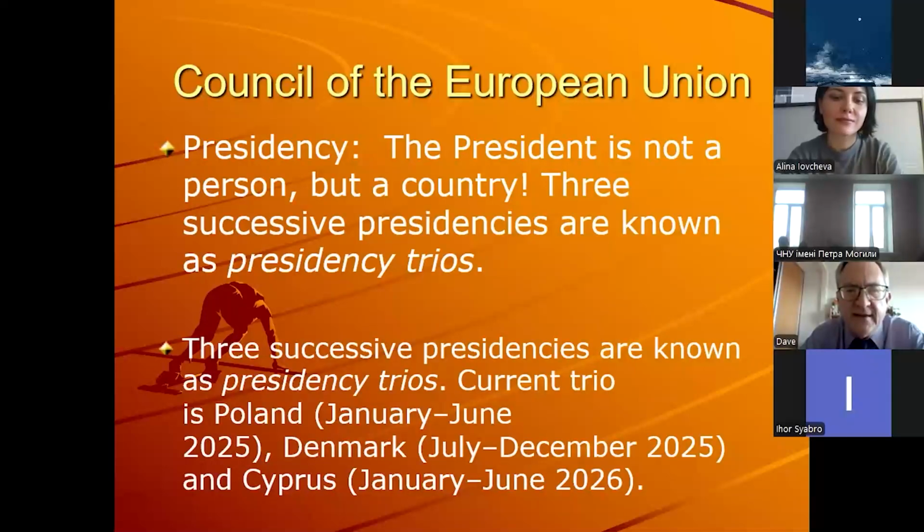So I put here again, the president is not a person in this institution, but a country. Now, 3 successive presidencies together are called a presidency trio. And so what's our current presidency trio? Well, Poland is the current one, January to June 2025. Then comes Denmark, from July to December 2025. And then Cyprus will come in January 2026 until June. Now, what's the point of the trio? It's to make a smooth transition and to keep everything running well. These 3 country representatives meet together to coordinate and make the Council of the European Union council meetings run smoothly.